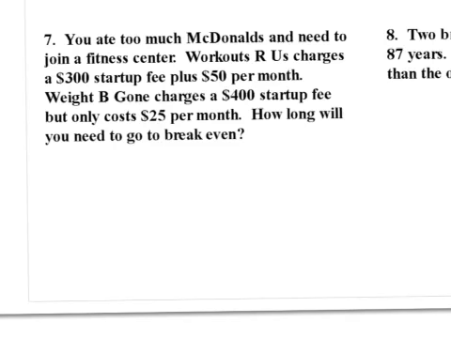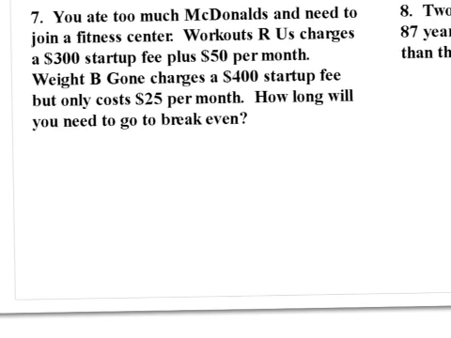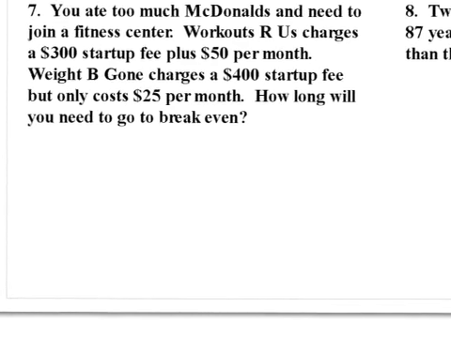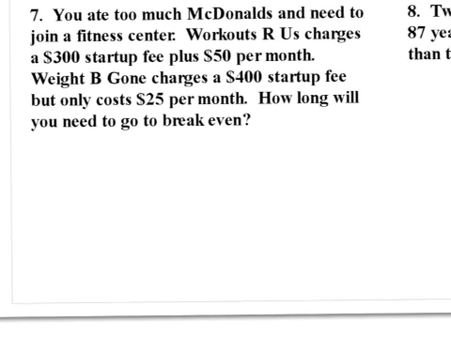Okay, and this does come up a lot. Sometimes you have to choose between two options, and one might be more expensive initially, but cheaper in the long run, like if you're buying a phone or getting a cable package or whatever. But I think this is going to be a situation where for each separate thing, for Workouts R Us, we have an initial fixed cost and a changing cost. And for Weight Be Gone, we have a fixed initial cost and a changing cost.